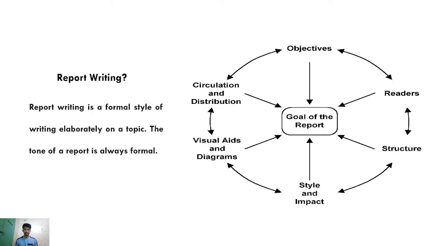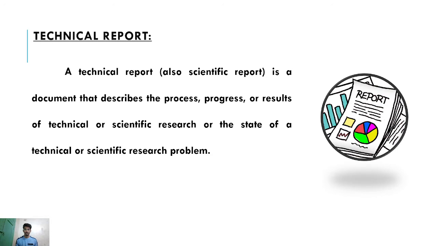What is report writing? Report writing is a formal style of writing about a topic which we have found out elaborately while doing research. A technical report is a document that describes the process, progress, and results of the research we have done in a technical manner or in scientific research.